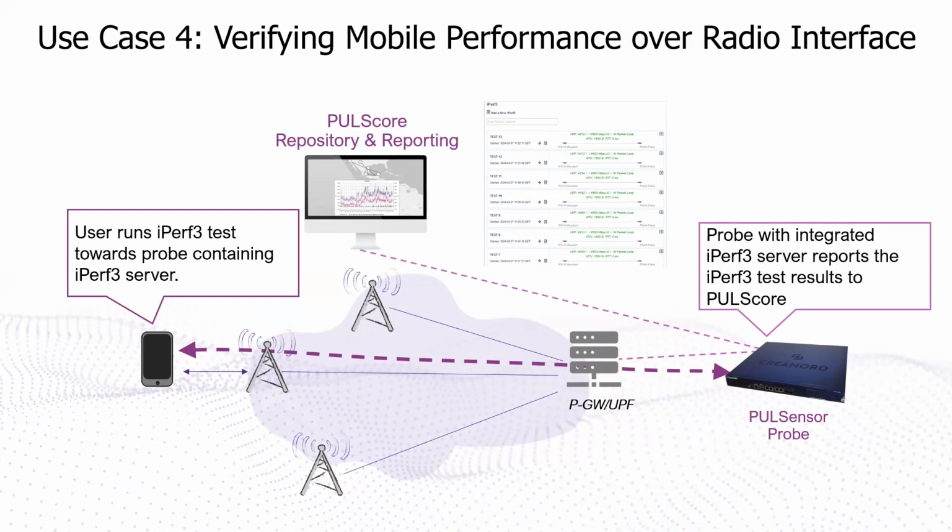And then with this iPerf3 capability, you can use your own mobile phone to run an iPerf3 test towards our probe located centrally in the network. And this probe will then receive the test. It will take the test results and forward them to the pulse score system. So you have all the reports stored centrally, and you can analyze it centrally and automate it. So that's a very, very nice use case for automating troubleshooting over the radio interface.